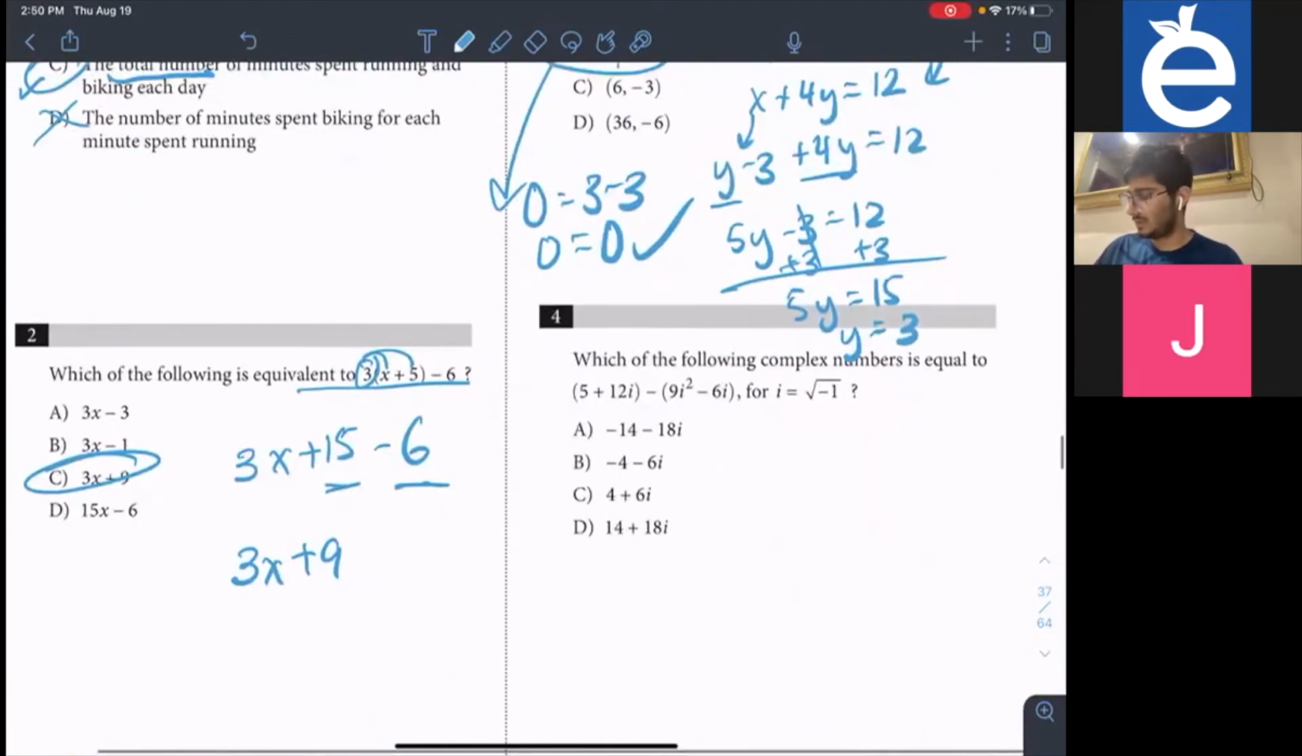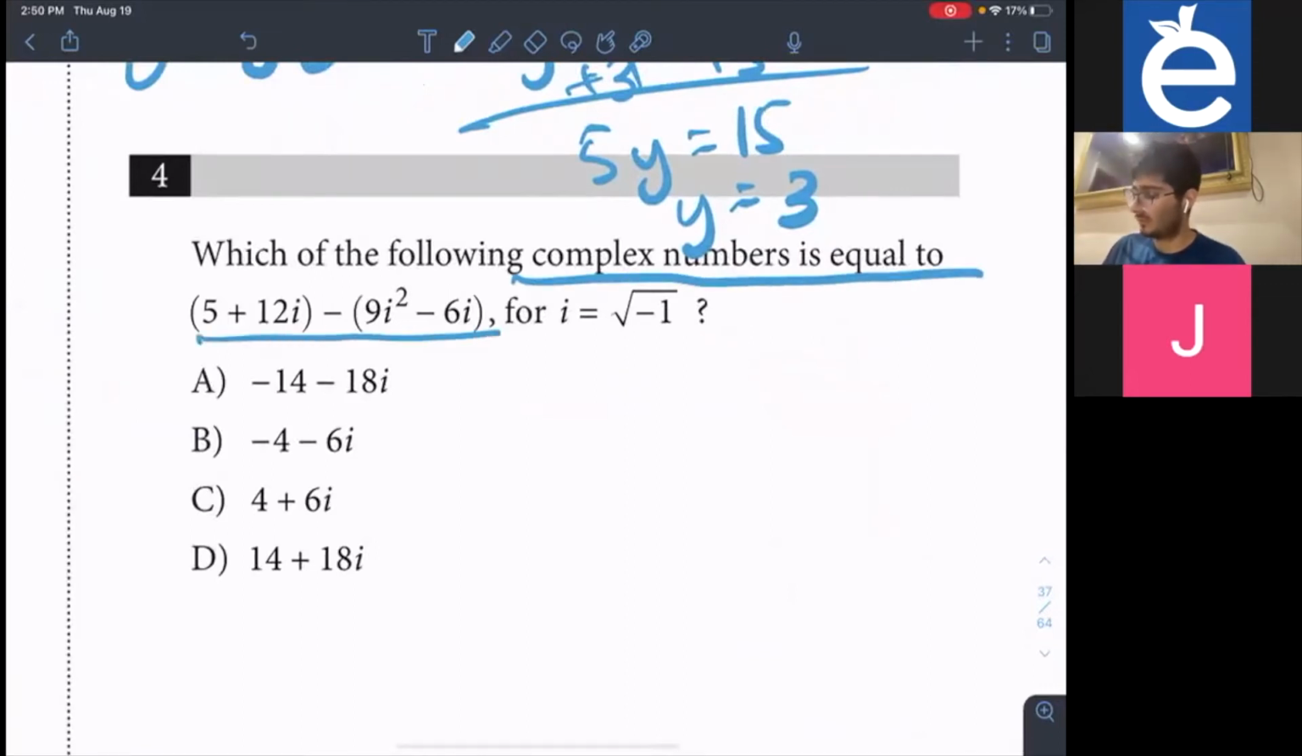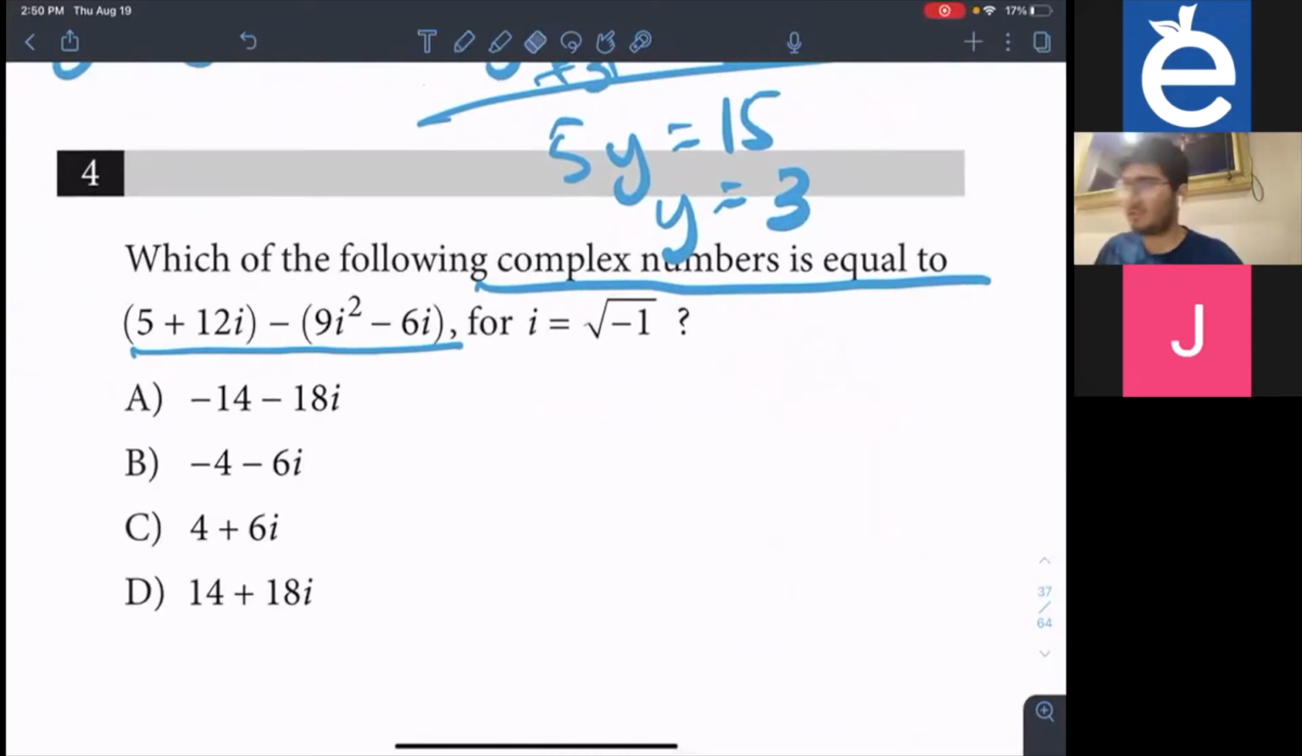Question 4. Which of the following complex numbers is equal to 5 plus 12i minus 9i squared minus 6i? We basically have to combine like terms like we did with regular numbers. Imaginary numbers are also known as complex numbers.